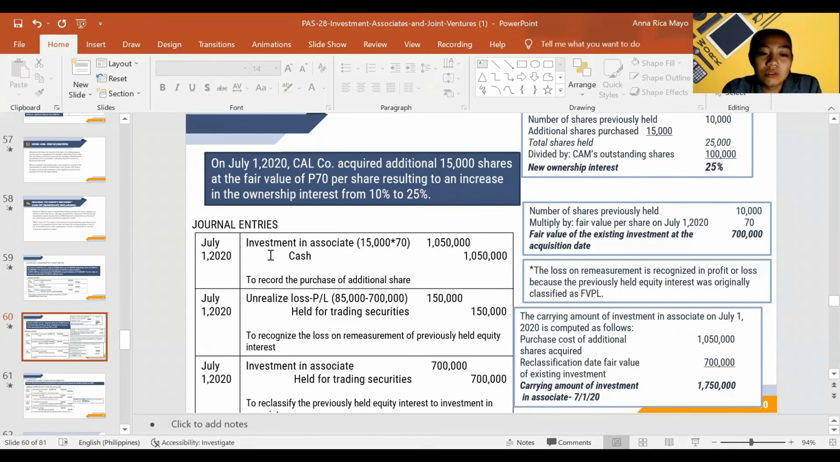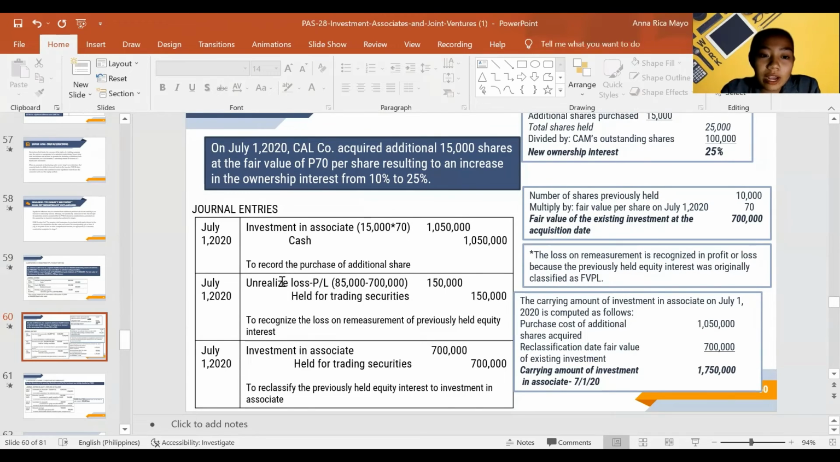Journal entries, July 1, 2020, investment in associate, 1,050,000, debit, cash, 1,050,000, credit. Ito yung to record your purchases of additional share. Paano nga ba naging 1,050,000? Sabi dito, yung 15,000 shares na additional na in-acquire mo, times mo sa fair value per share niya, which is 70, magkakaroon ka ng 1,050,000.